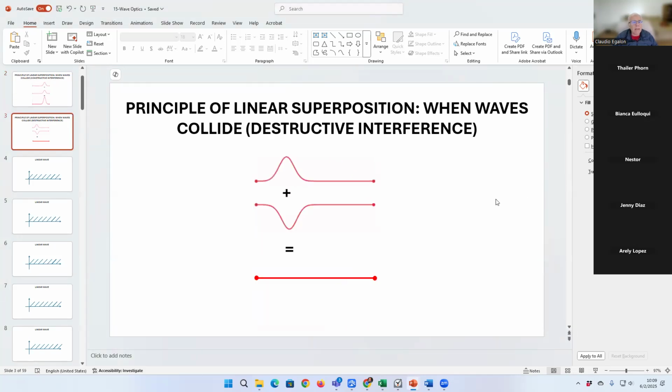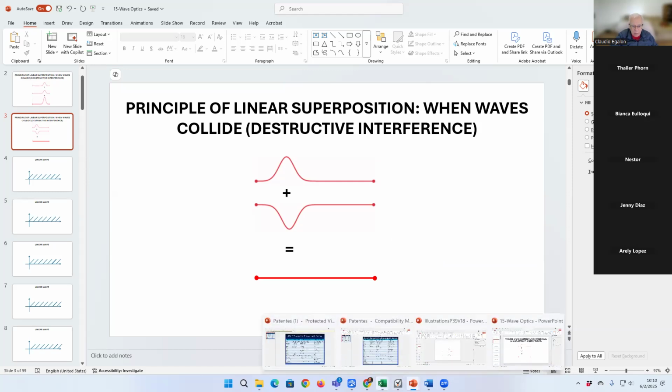Whenever the two waves are completely out of phase, we say that their phase difference is 180 degrees. When we have something like that, you do not have any resulting wave whatsoever, just a straight line. And then we have everything else in between.